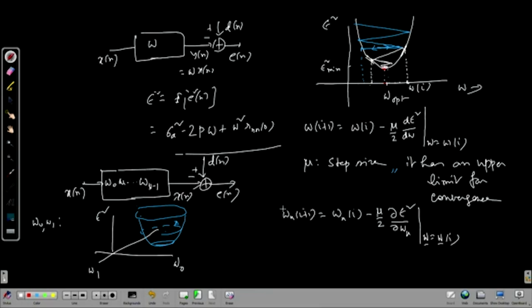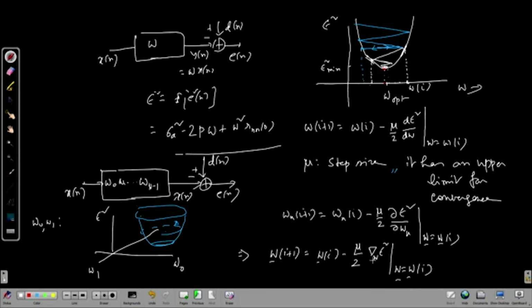And now, if I stack all these updates, on the left hand side and on the right hand side, then it will be one vector with W0 I plus 1, W1 I plus 1, W2 I plus 1, dot dot dot, which is nothing but in the vector notation W I plus 1, and that is your Wi minus mu by 2, and now I have the del notation, del epsilon square del W0, del epsilon square del W1, they are stacked. So, it is del W. So, that is a stack of the derivatives evaluated at Wi. This is the steepest descent algorithm.